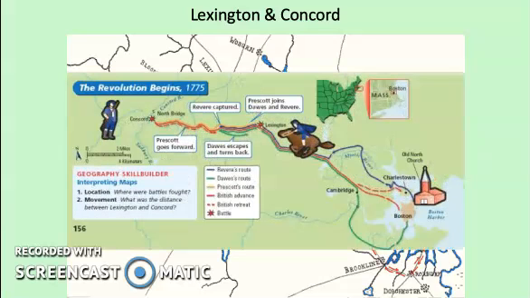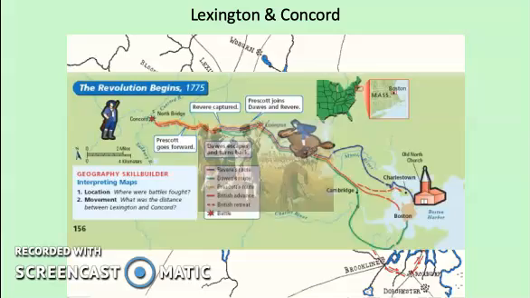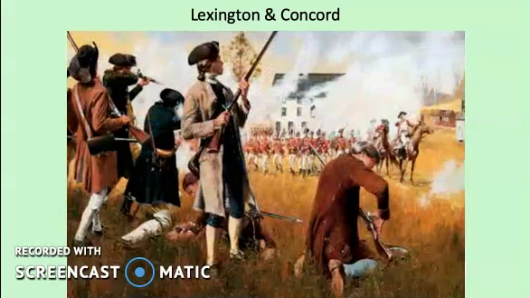Of course, there is the famous ride by Paul Revere. But the shots that are fired at Lexington Green become known as the shots heard around the world. And much of what led up to this point was England's insistence on changing its colonial policies from that of salutary neglect to parliamentary sovereignty.